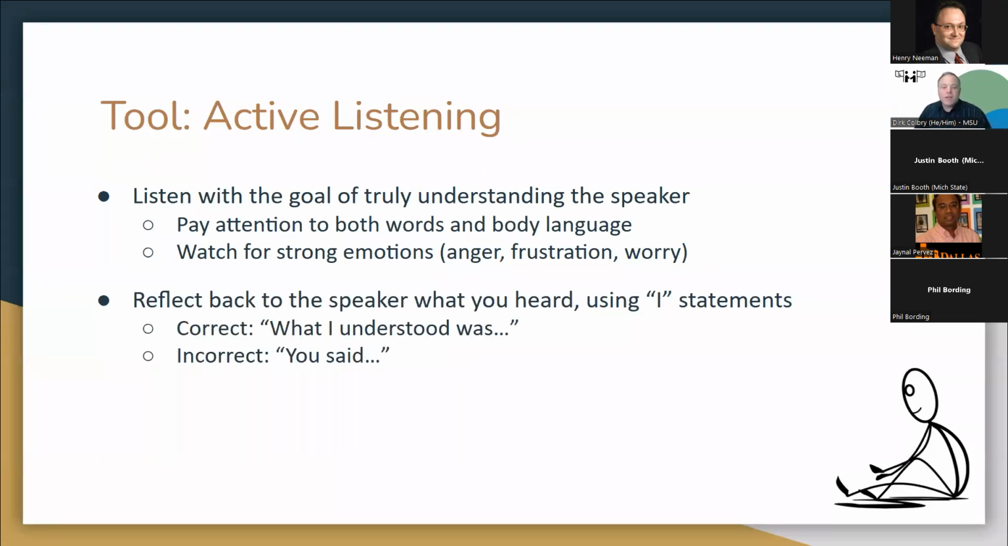It is often good to reflect back to the speaker what you heard. I like to use I statements, like what I understood was. That way they can hear what you said and correct you if you're wrong. Don't use you statements if you can avoid it, like you said, because you're always listening with a filter. You're just trying to say what you heard, not what they said. I hope that makes sense. It's a little less argumentative.